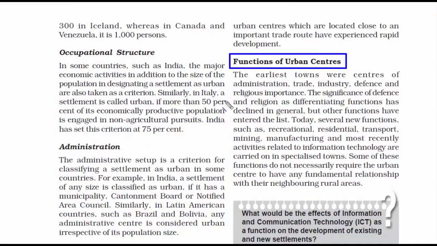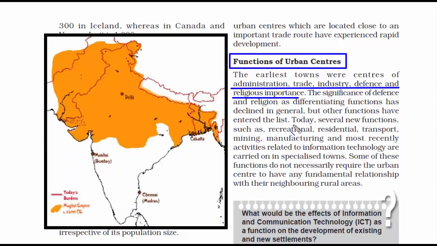When we say function, we mean the reason or the purpose behind having an urban center. In early times, towns used to have administration, trade, religious and defense importance. All of these functions used to be carried out from the town centers. In the case of the Mughals, they used to function and reside in Delhi. From there, they practiced their rule.